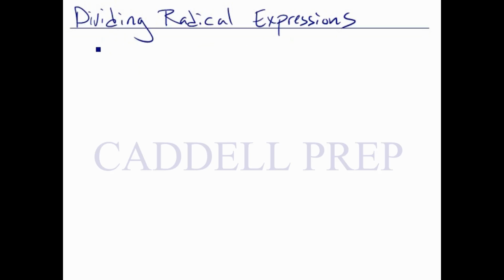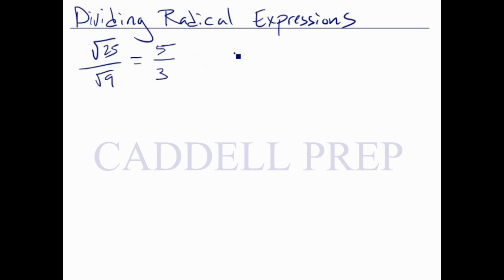Let's go over dividing radical expressions. Let's say we have the square root of 25 divided by the square root of 9. For this one, we could just take the square root of each and then simplify it. So radical 25 is 5 and the square root of 9 is 3, and then there's not much to do.